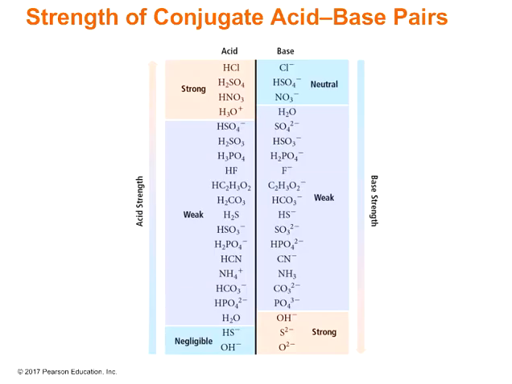So in your textbook, there's this nice handy chart of acids and their conjugate bases, or vice versa. And at the very top, we have a strong acid, hydrochloric acid, and its conjugate base, the chloride ion. And we can see that there are other examples of strong acids and their conjugate bases. And the conjugate bases of these strong acids are considered neutral. And then as we move down the chart, we get into some weak acids and weak bases.